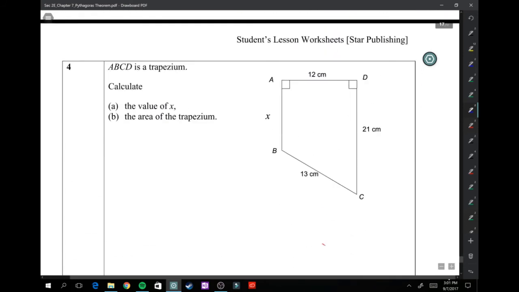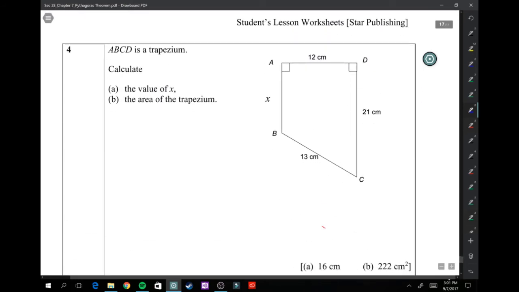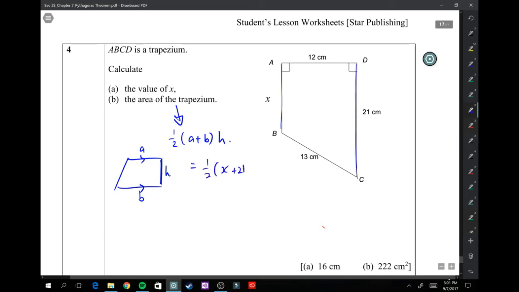Now question 4, trapezium. If you have forgotten, the only thing I'm concerned about is that you have forgotten the area of a trapezium. Given a trapezium, I have two parallel sides, we call them A and B, and the height is called H. So in this case, the area is half times H times A plus B. A plus B will be x plus 21, and then the height will be 12. So this is the formula.